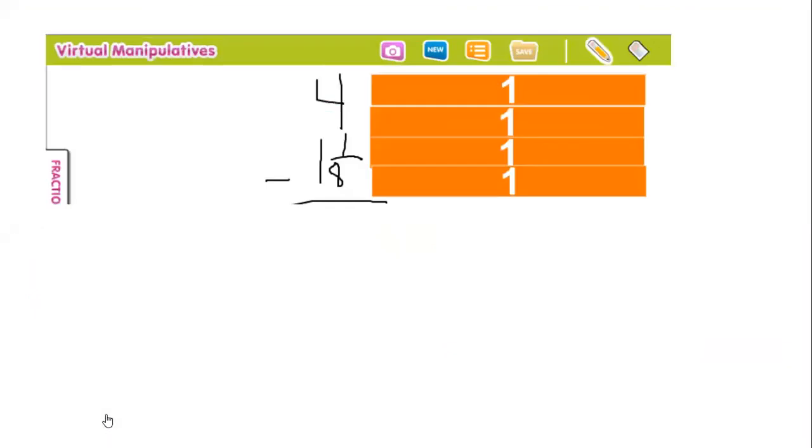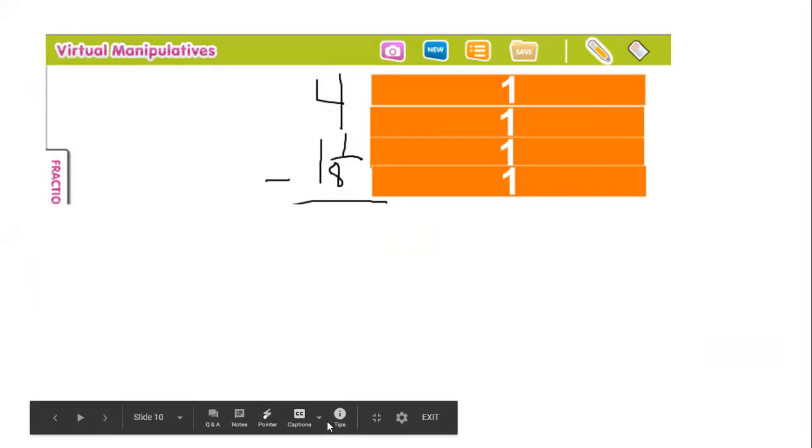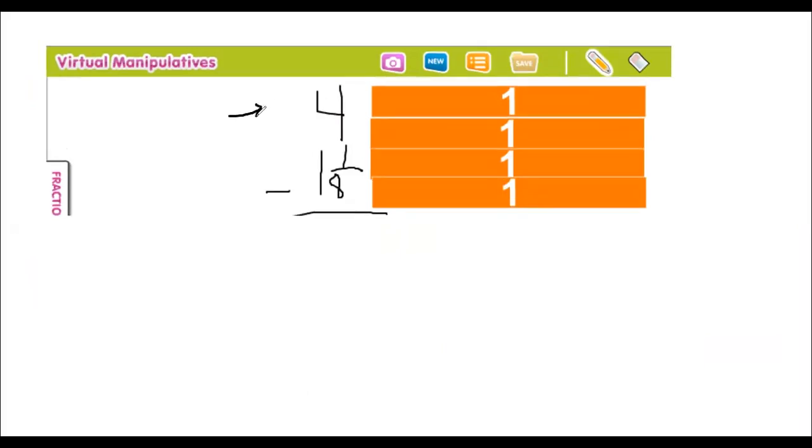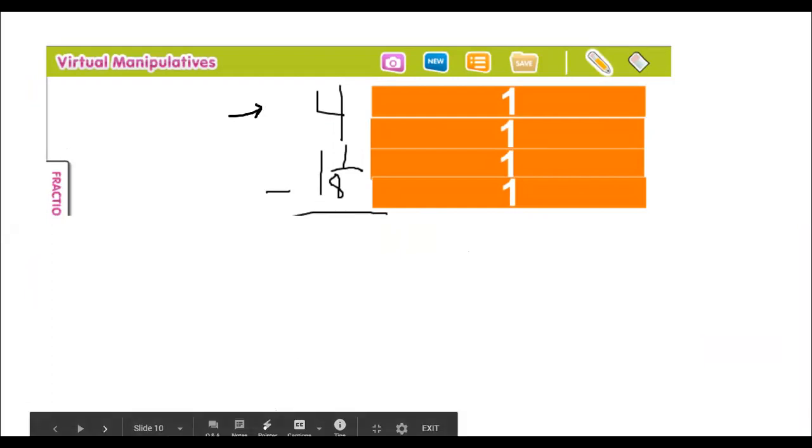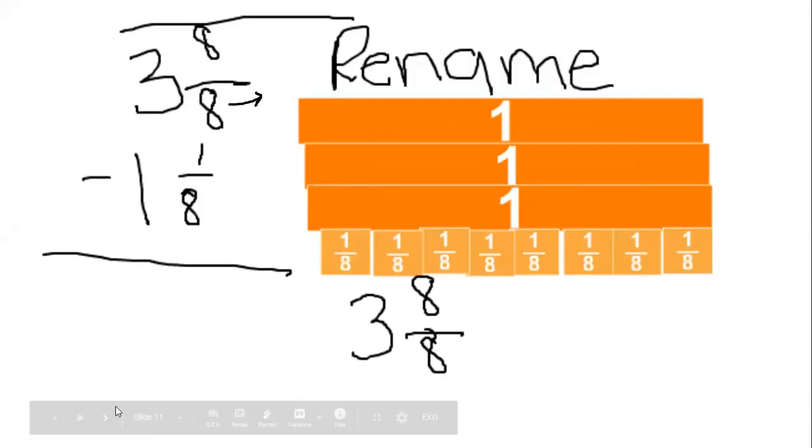So I'm showing those fraction tiles. I'm showing 4. 4 is the whole number, but how am I going to take away 1 and 1/8? I don't even see any 8s. How am I supposed to do that? This is where the renaming comes in. Before you begin the subtraction, you need to find an equivalent fraction by renaming. Let's check it out. I've already done the work for you.